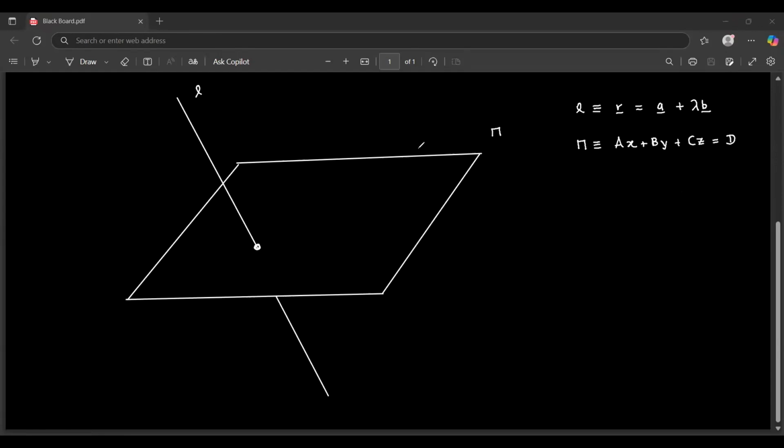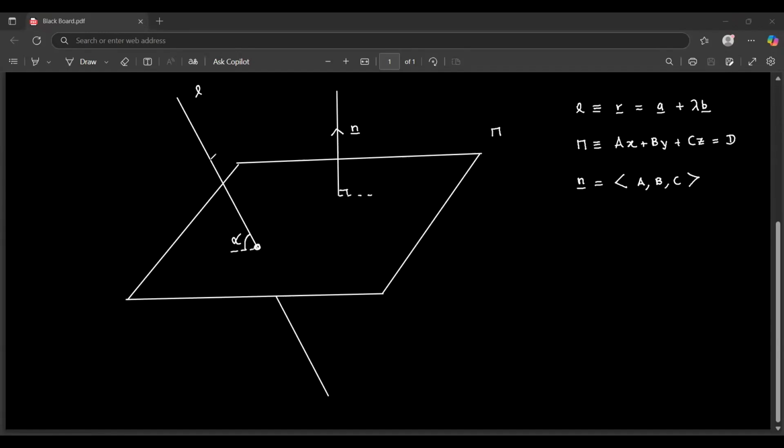By using this, I can find the normal vector. Let me draw it. This is the normal vector, and we know this is 90 degrees to the plane. So n can be given as a comma b comma c. This will be the normal vector n. So how can we find the angle between the line and the plane? Normally, what we want to find is this angle. This angle is what we want to find.